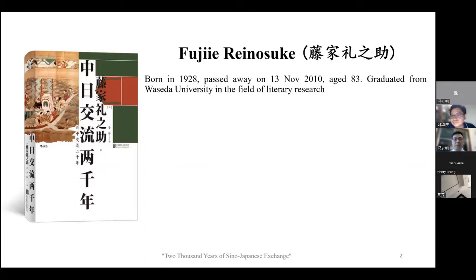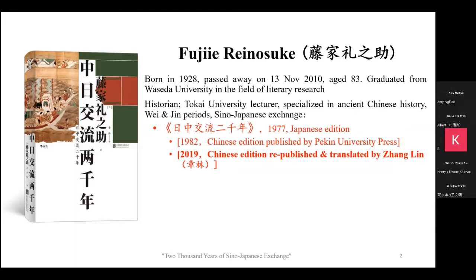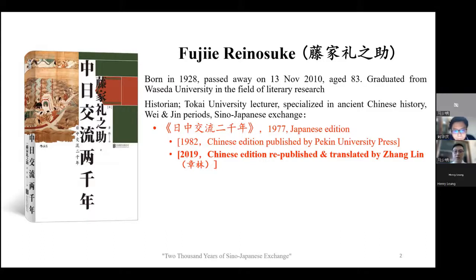As a start, we will introduce the author, 藤家礼之助, and he was born in 1928, and he graduated from Waseda University in the field of literary research. He's actually a historian, and he specializes in a lot of Chinese and Japanese exchange, particularly in ancient Chinese history. And he wrote this book in 1977, first in the Japanese edition, which was then translated and published by the Peking University Press in 1982. So the edition that I'm going to share today is based on the 2019 edition and translated by Zhang Lin and published in China too.